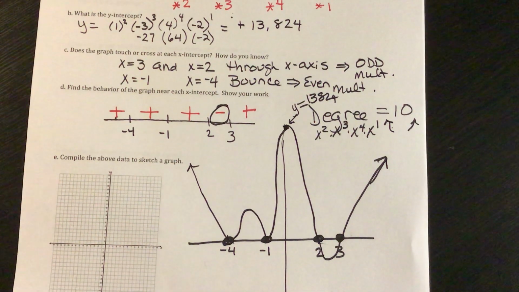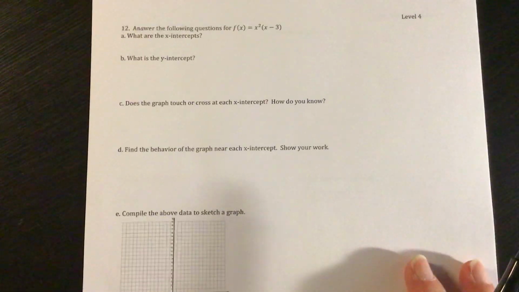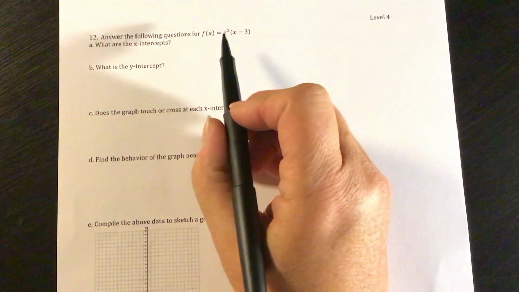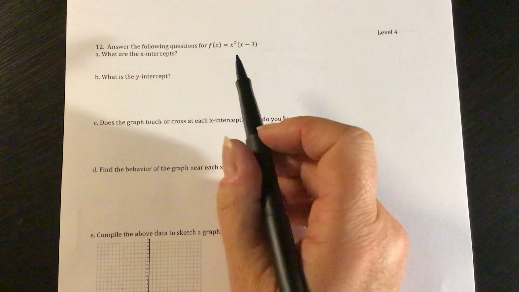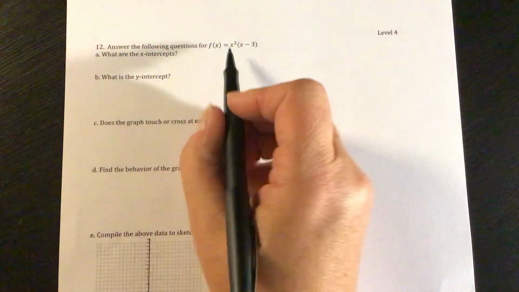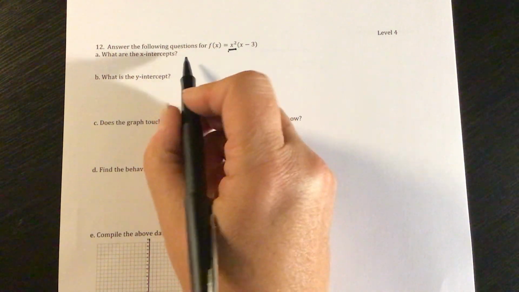If we look at the next one, same kind of problem. Here I'm looking at a much more simple polynomial, and the x-intercepts, if I look at this part, if x squared is 0, x is going to be 0.